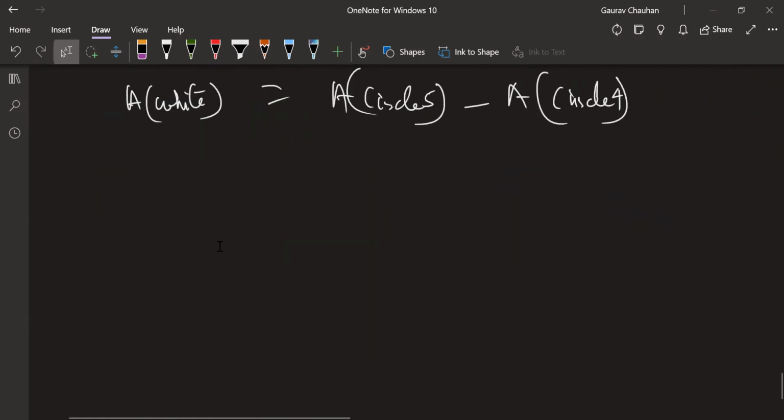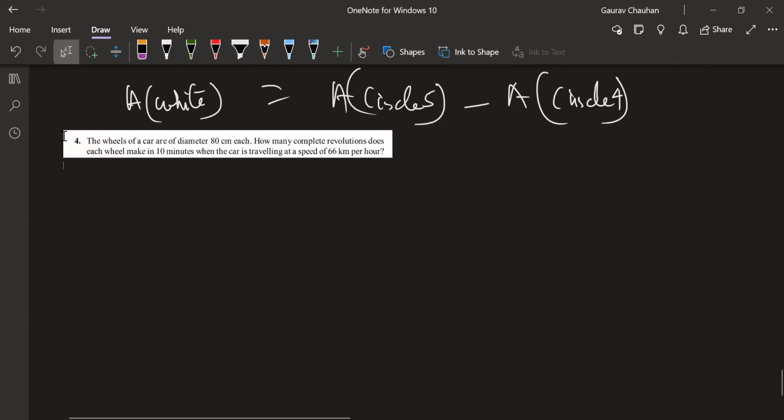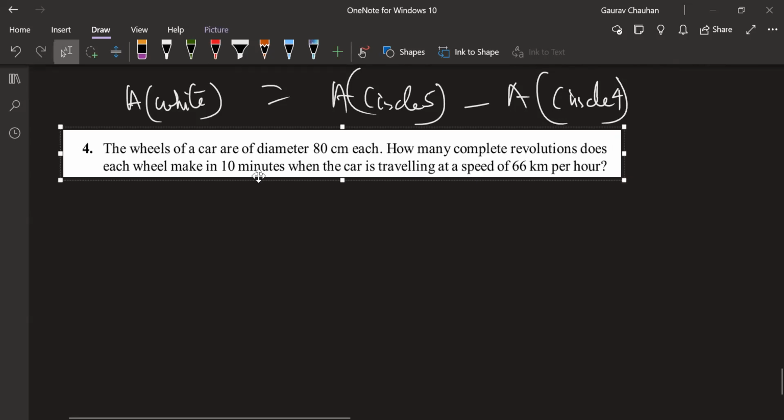The next question is a little bit interesting. Question number 4. The wheels of a car. Actually, we have seen this question pretty recently, but nonetheless, we'll just go through it. The wheels of a car are of diameter 80 centimeter each. How many revolutions does each wheel make in 10 minutes?